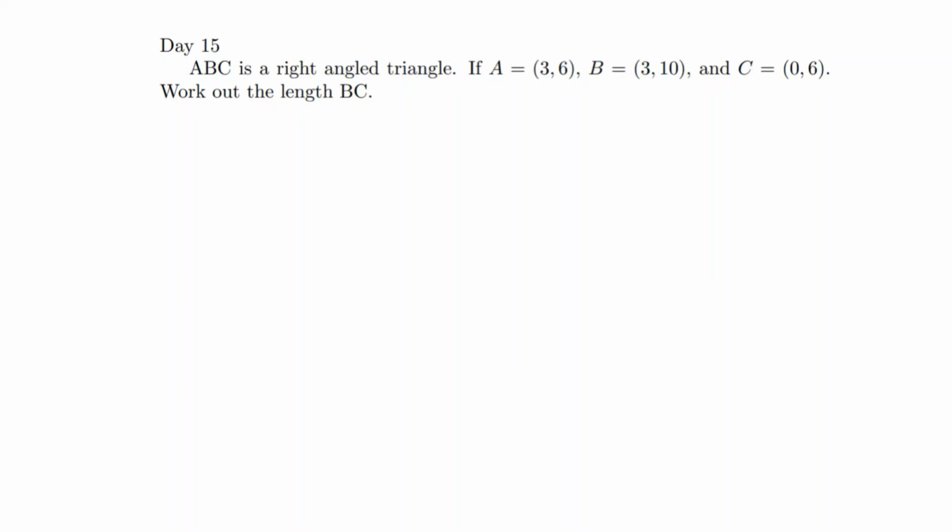So today's question: ABC is a right angled triangle. If A is (3, 6), B is (3, 10), and C is (0, 6), work out the length of BC.